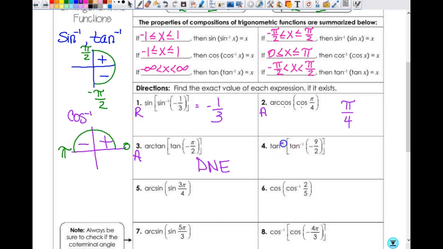Now number 4, there's a mistake there. That shouldn't say tangent inverse and tangent inverse. So we're going to mark out the first inverse there. And does this represent a ratio or an angle? A ratio. Does the ratio fit within the boundaries that we have for tangent inverse here? Look at this. Yes, it's negative infinity to infinity, right? Because it's a ratio, not an angle. And so negative infinity to infinity, yeah, because you don't know what the tangent inverse of negative 9 halves is, right? So your answer is negative 9 halves.